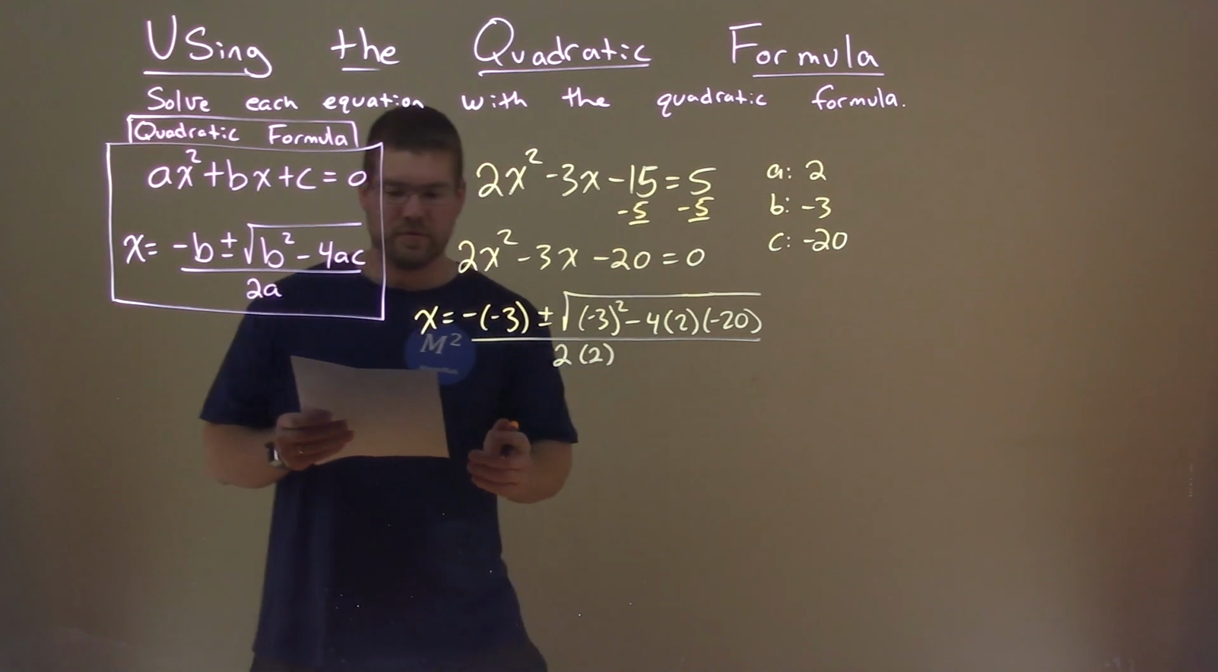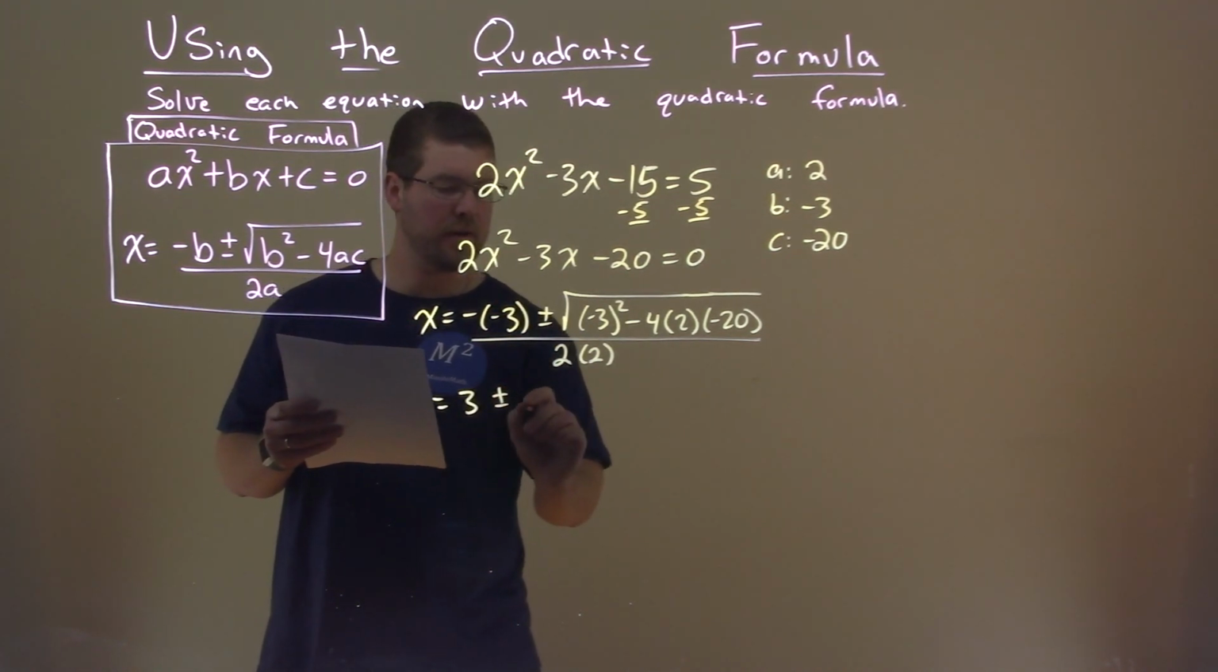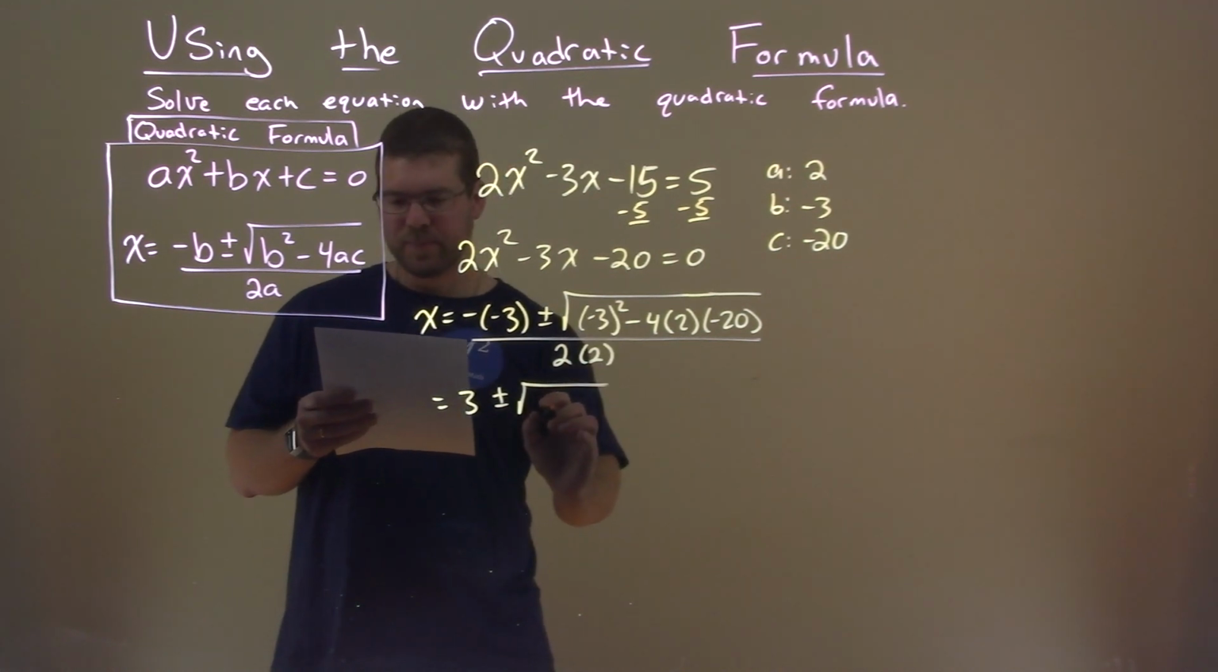So now we want to simplify this. Well, negative negative 3 is a positive 3, plus or minus the square root of negative 3 squared, which is 9.